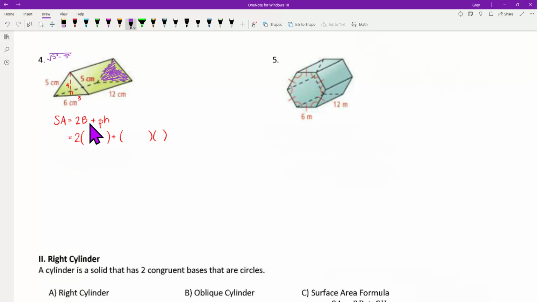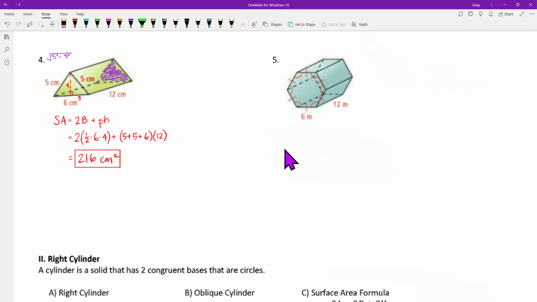So the area of my base is 1/2 times 6 times 4 because my base is 6, my height is 4. My perimeter is 5 plus 5 plus 6. And my height is the distance between the bases, and that's 12. So put that in your calculator, one fell swoop, and make sure that you get 216 square centimeters.